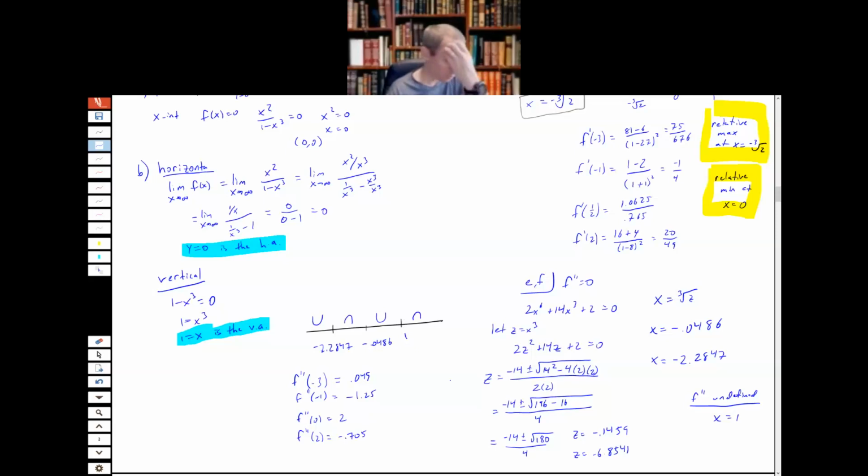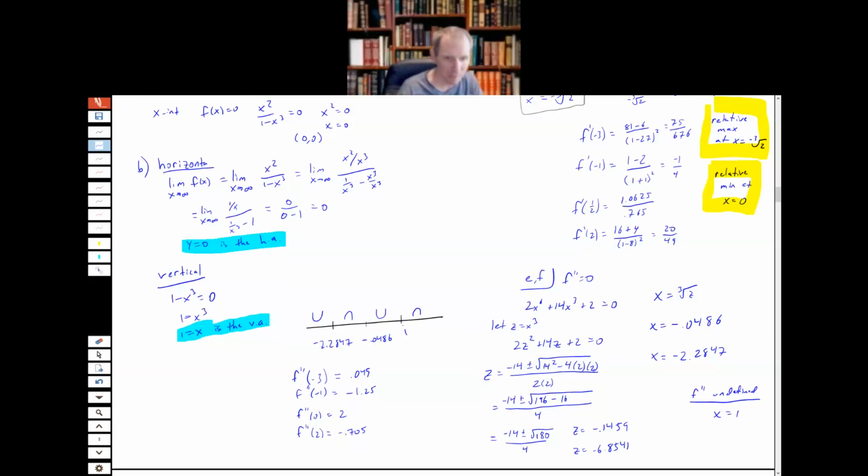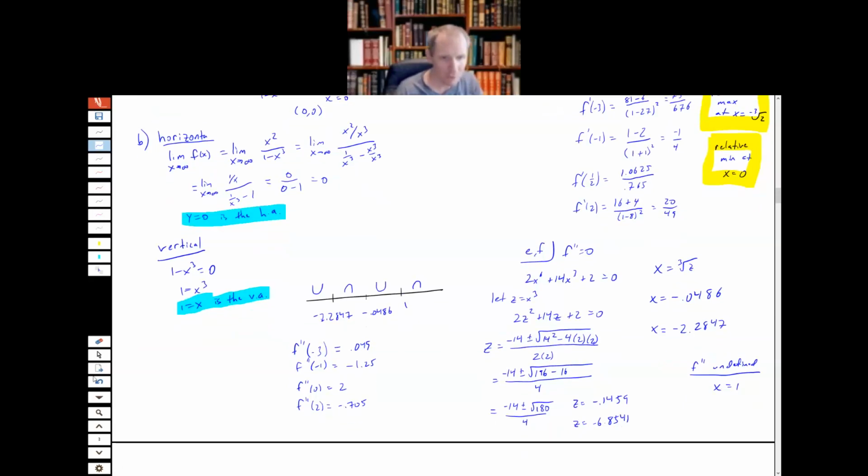So that means the graph changes concavity at both of these critical points, so they're inflection points. It changes concavity at 1 too, but just like we discussed a minute ago, because that's not a point on the graph, that's not an inflection point.